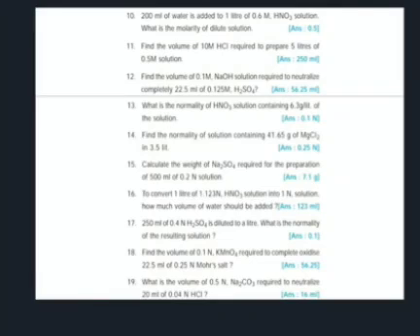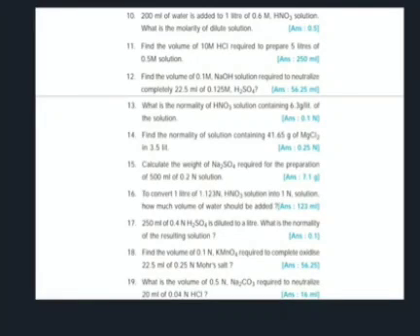12. Find the volume of 0.1 molar sodium hydroxide solution required to neutralize completely 22.5 ml of 0.125 molar H2SO4. Problem 13. What is the normality of nitric acid solution containing 6.3 grams per liter of the solution? 14. Find the normality of solution containing 41.65 grams of magnesium chloride in 3.5 liters.